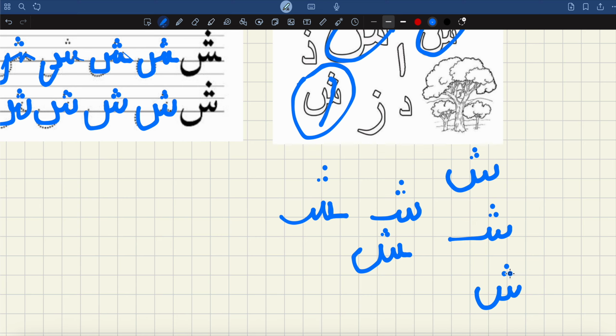Well done, everyone. Today we learned the name and the sound of the letter Shin, its articulation point and characteristics, its different shapes and word examples, coloring and writing practice.